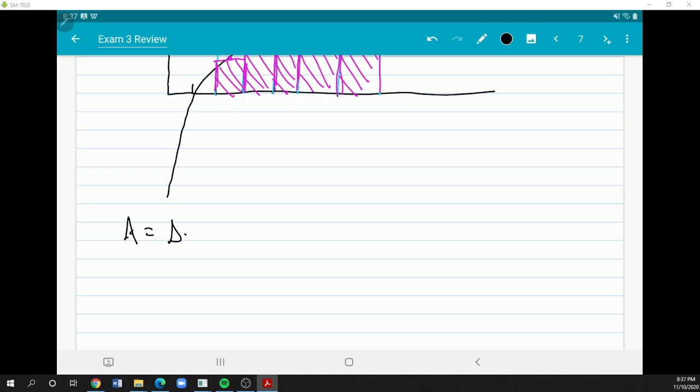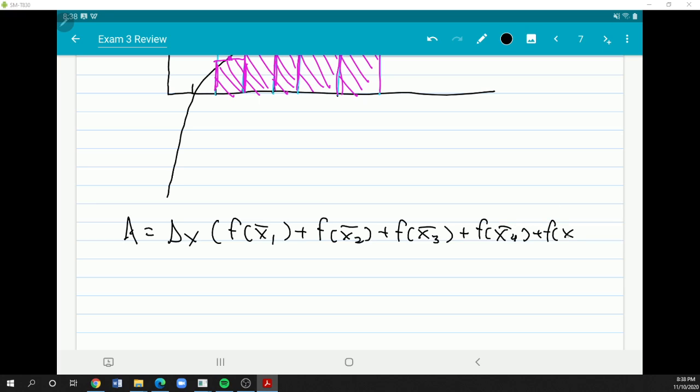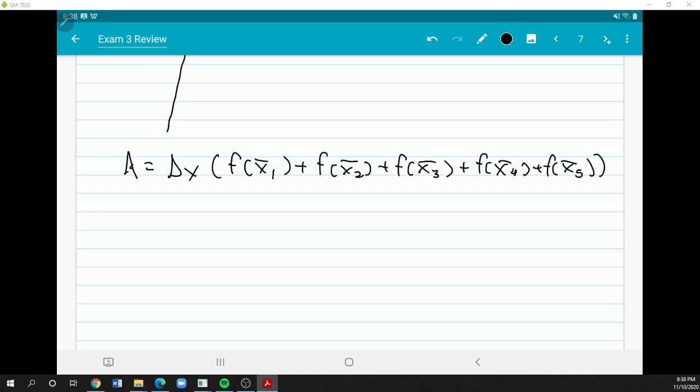A is equal to delta x, f of x1 bar, plus f of x2 bar, plus f of x3 bar, plus f of x4 bar, plus f of x5 bar. And then what do we have from that? Let's calculate those, have them tabbed out. So I'm going to put log into the calculator now. Definitely need a calculator for that.